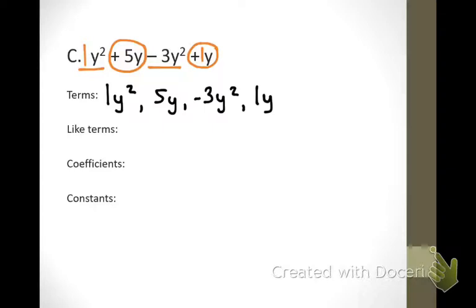Who would like to do the like terms for me? Ava, go ahead. 1y squared. Very good. Those are in the y squared family. Is there anything else that's like terms? Yes. Which ones? 5y, the positive 5y, and the positive 1y. Excellent. Very good.